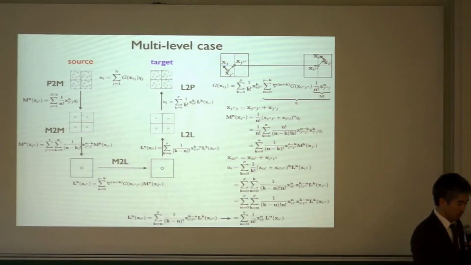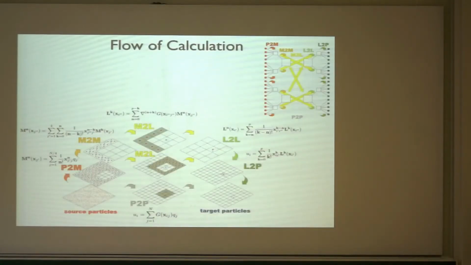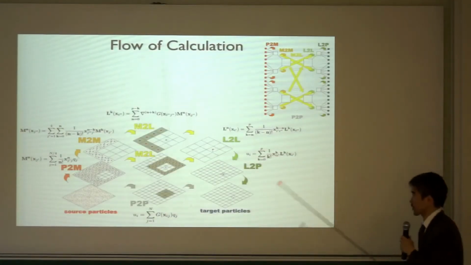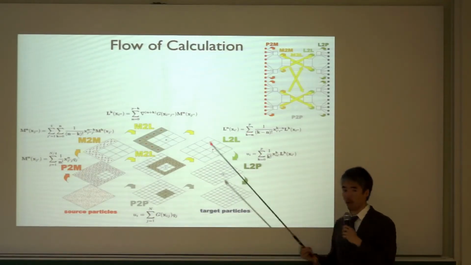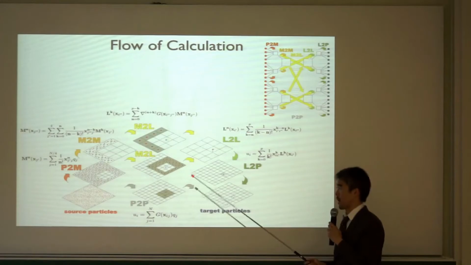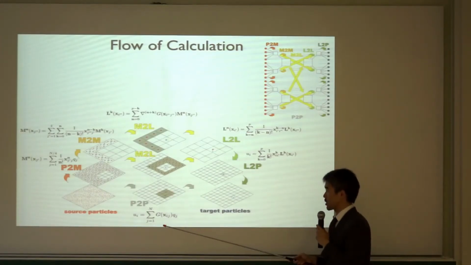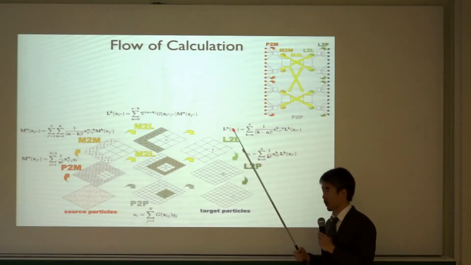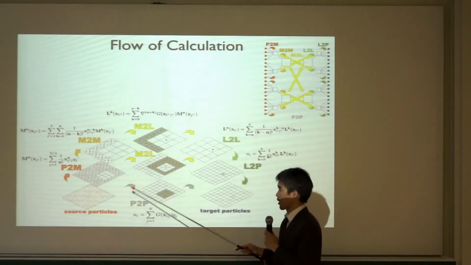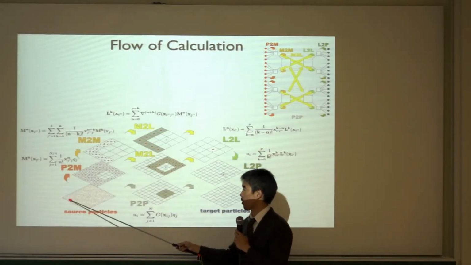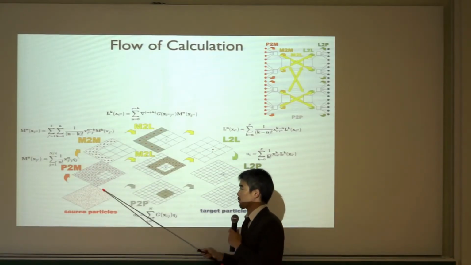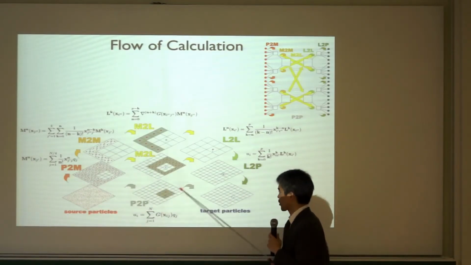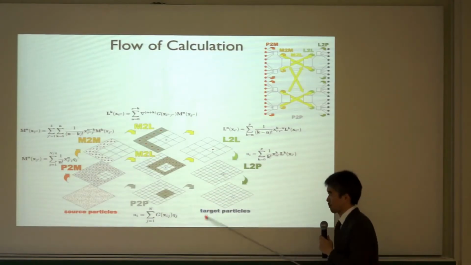Okay, so now you have the multi-level equations. So this is the entire flow of calculation for the whole FMM. Now you understand the math somewhat, so it's easy for you to grasp the picture now, I think, in a very concrete way. So first you have all the particles. These are your sources. You want to calculate the effect of all these points onto all the other points.